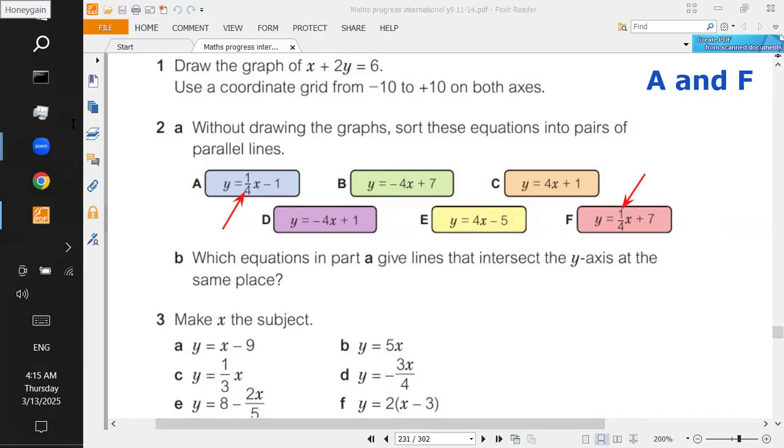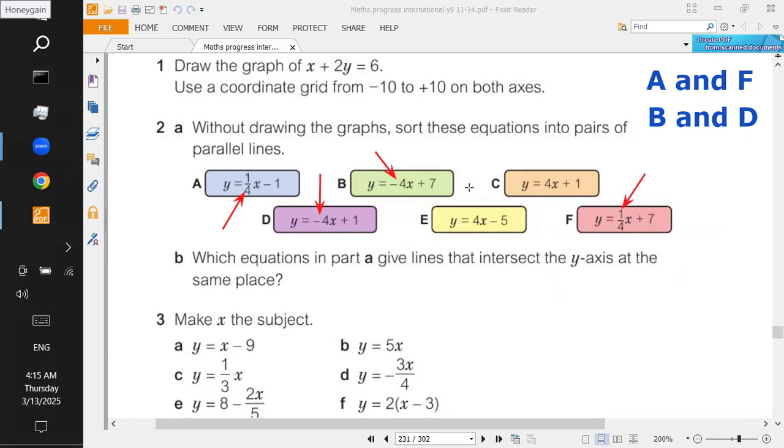Now the next ones, same idea. I'm going to look for the gradient. Here we have negative 4, and here we have negative 4. This means that B and D are parallel to each other. So I will write B and D. So basically, as we talked about, parallel lines have the same gradients.